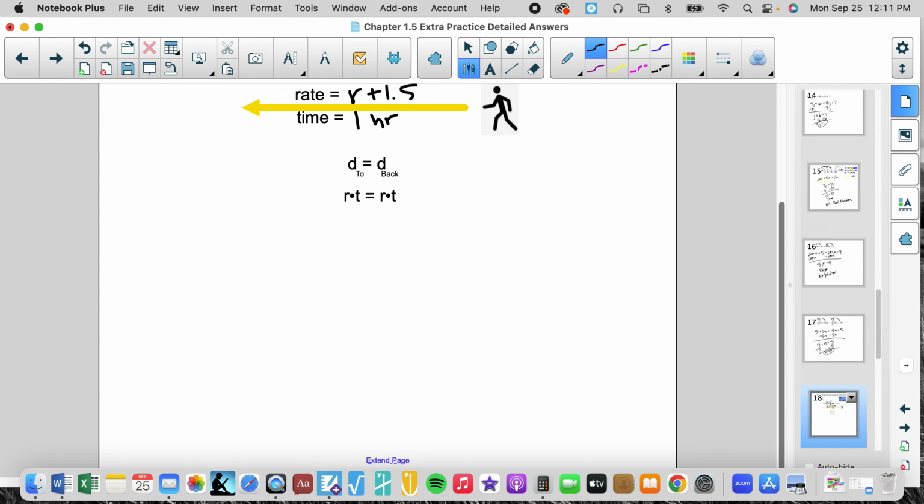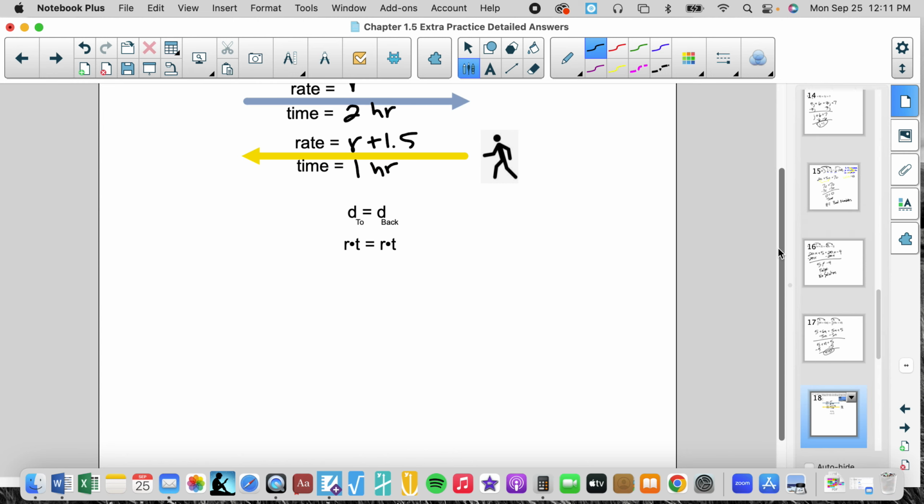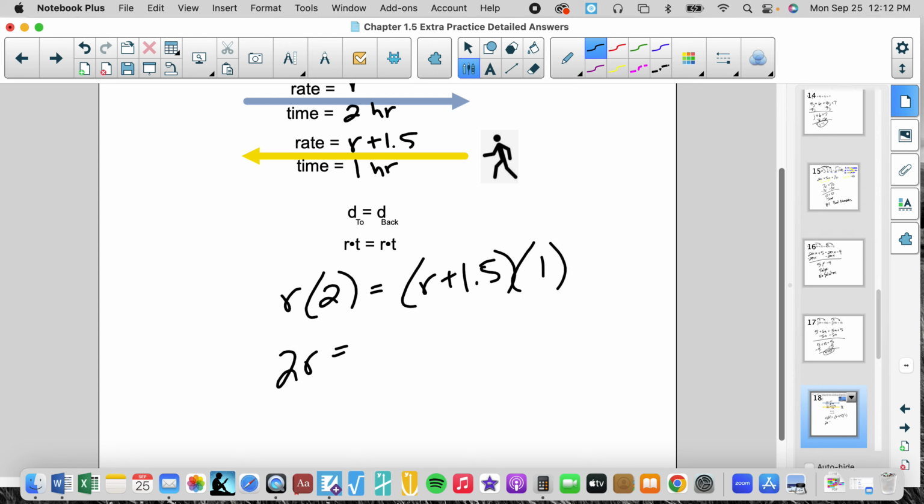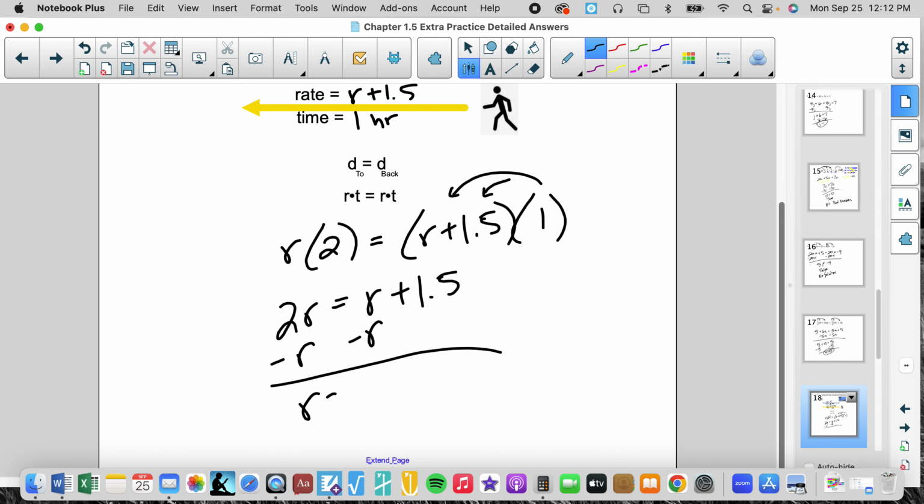So what is my rate of speed going to? That was r. And how much was my time? 2 hours. And coming back, my rate of speed was r plus 1.5, and my time was going to be 1 hour. So I have 2r equals, we're going to distribute that, and we get r plus 1.5. Let's move the variables, and that leaves me with r equals 1.5. That's my rate of speed, miles per hour.